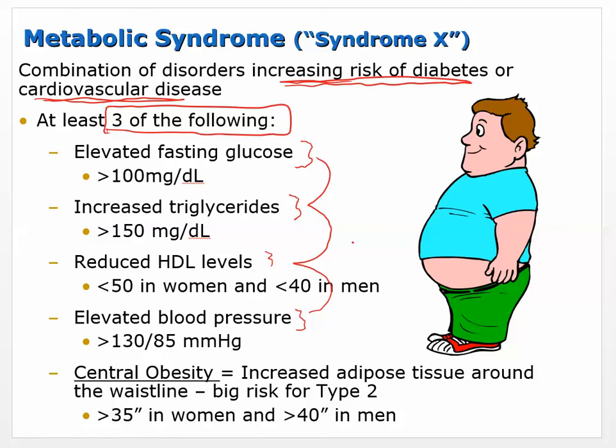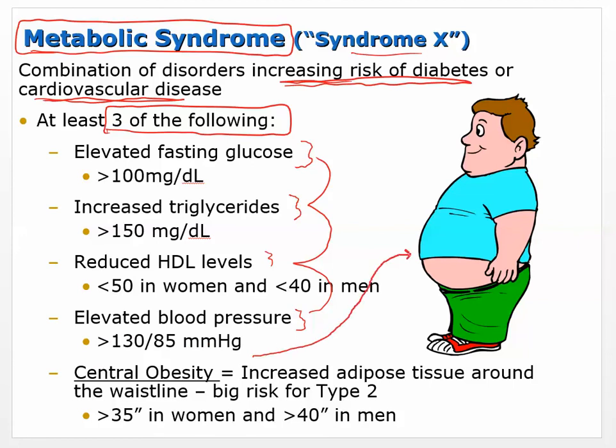Even though just having these numbers doesn't necessarily mean that you're sick right now, it means that you have a very high chance of being sick. So it's something to be concerned about, and something to do something about. It has the name metabolic syndrome, sometimes called syndrome X, and it has at least 3 of these characteristics: elevated fasting glucose, increased triglycerides, reduced HDL, high blood pressure, and central obesity, like this guy.